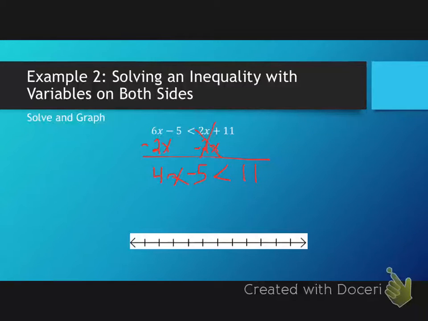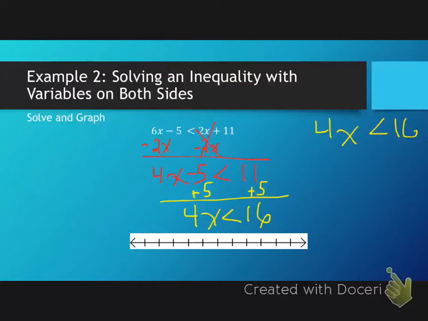Now your next step here is that you're going to look at this and decide that you need to get rid of what's added or subtracted to the variable. So right now we're subtracting 5, so to do the opposite, I'm going to add 5. Do to one side, do to the other, and I get 4x and 16. Again, this is a positive, but it doesn't even matter because we weren't multiplying or dividing, so the inequality stays the same. So I'm just going to rewrite this over here. 4x is less than 16.